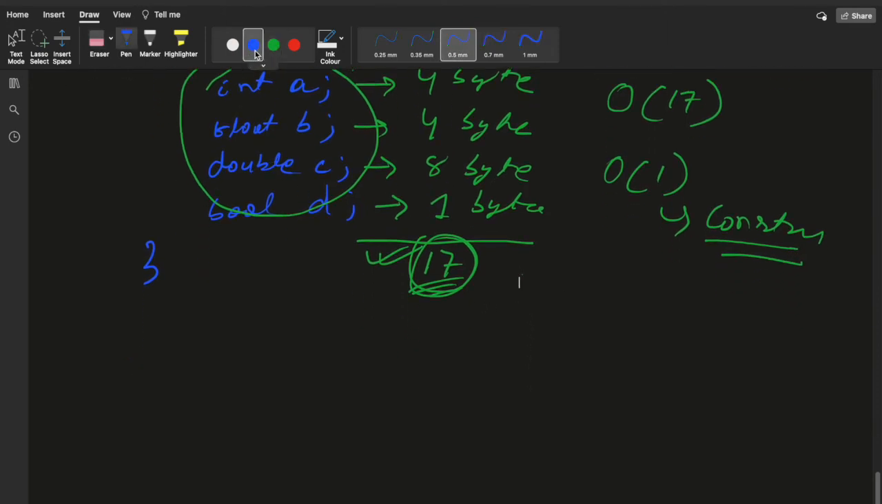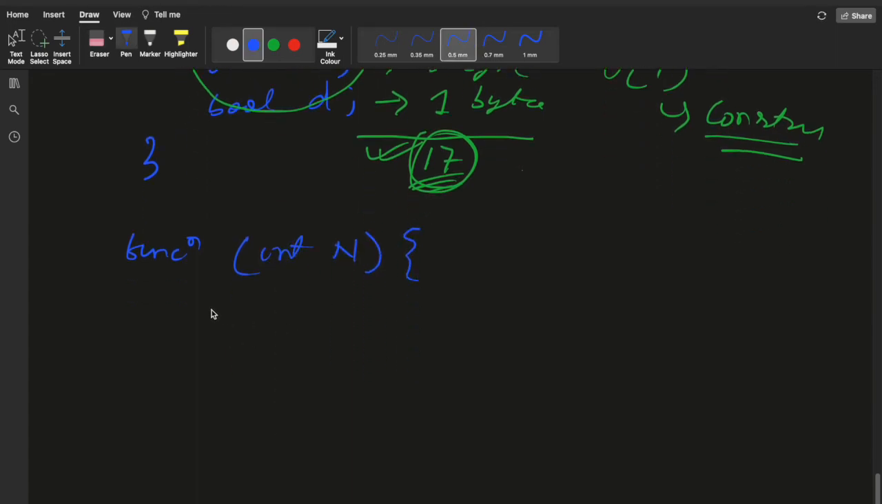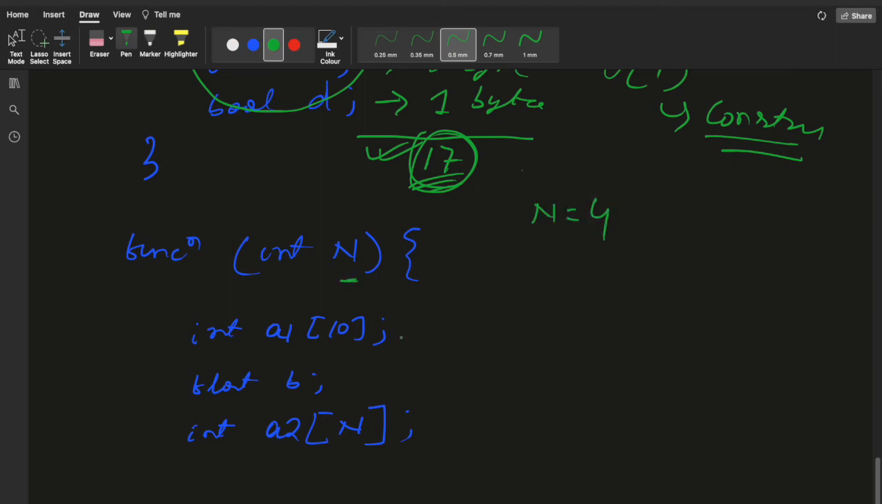Let's take another example. Let's say I have a function which has input n. Now let's say I have an input array a1 of size 10, then a float b, and another array a2 of type int, where the size is n. Initially, what will be the size? Let's say my n value is 4. a1 of 10 takes 4 bytes each, and I have allocated 10 spaces, so 4 into 10, which is 40.